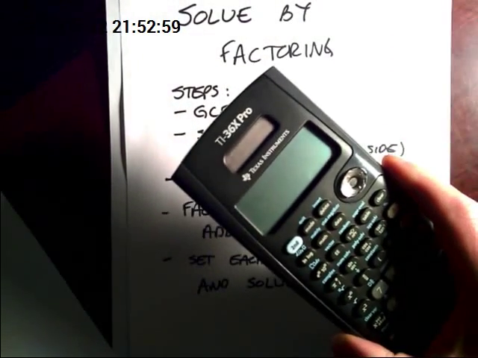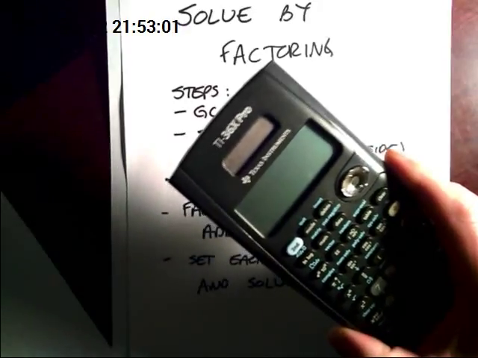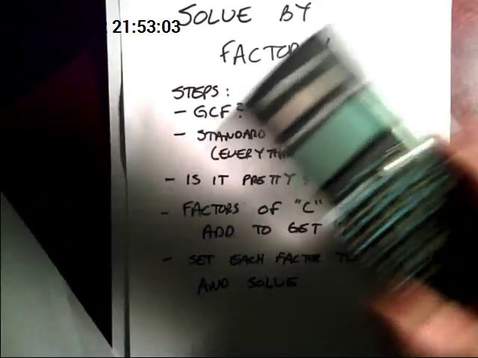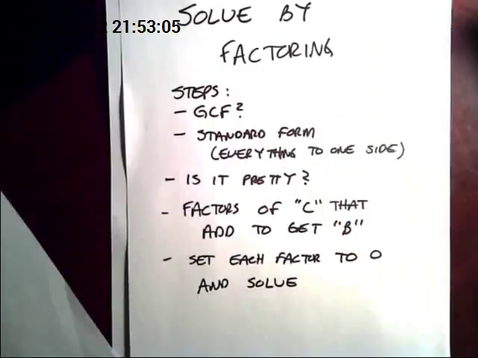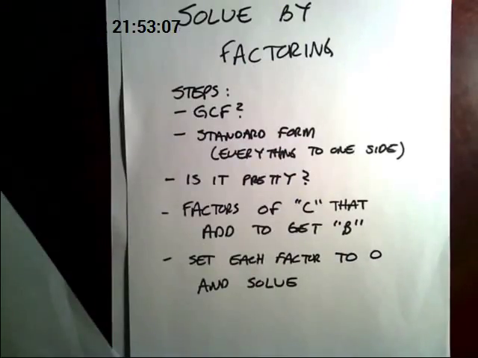Remember, if you're using this thing, make sure you understand what those numbers mean, because if you don't, it won't help you. Then the basics are, we try to find numbers that multiply together to give me the end term, that add together to give me the middle term. And we want to set each of those factors equal to 0 and then solve it.